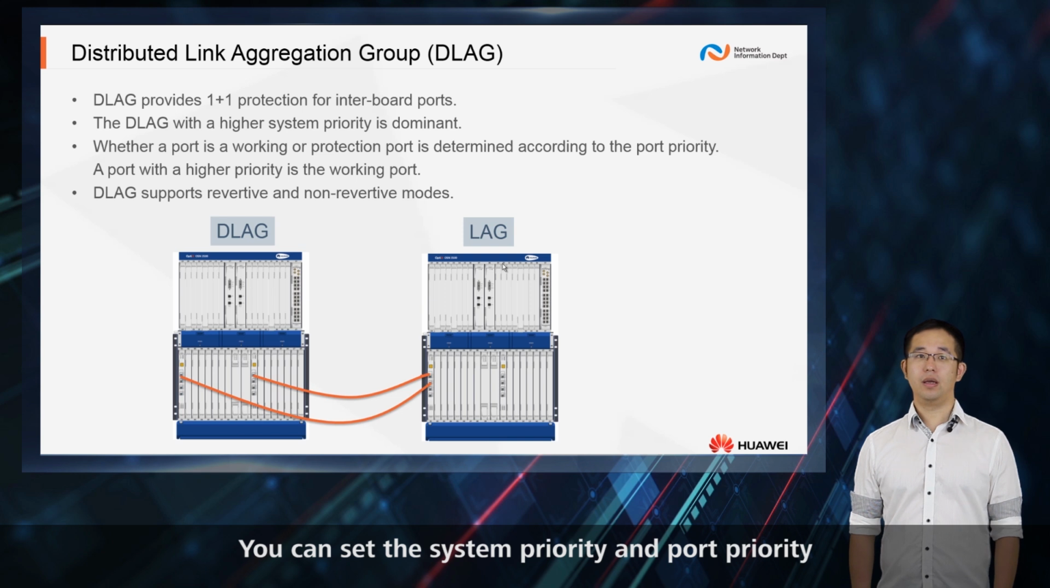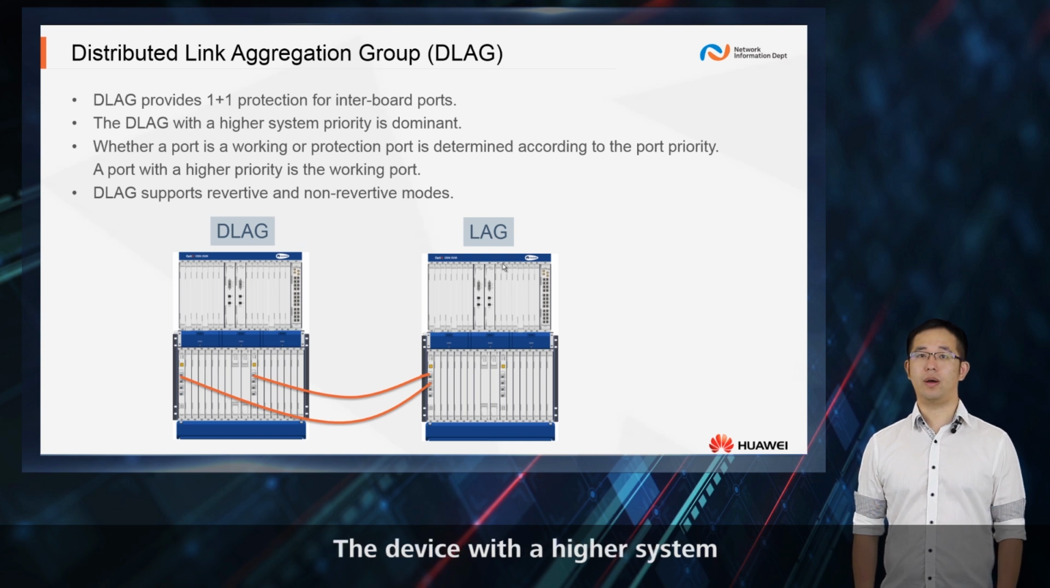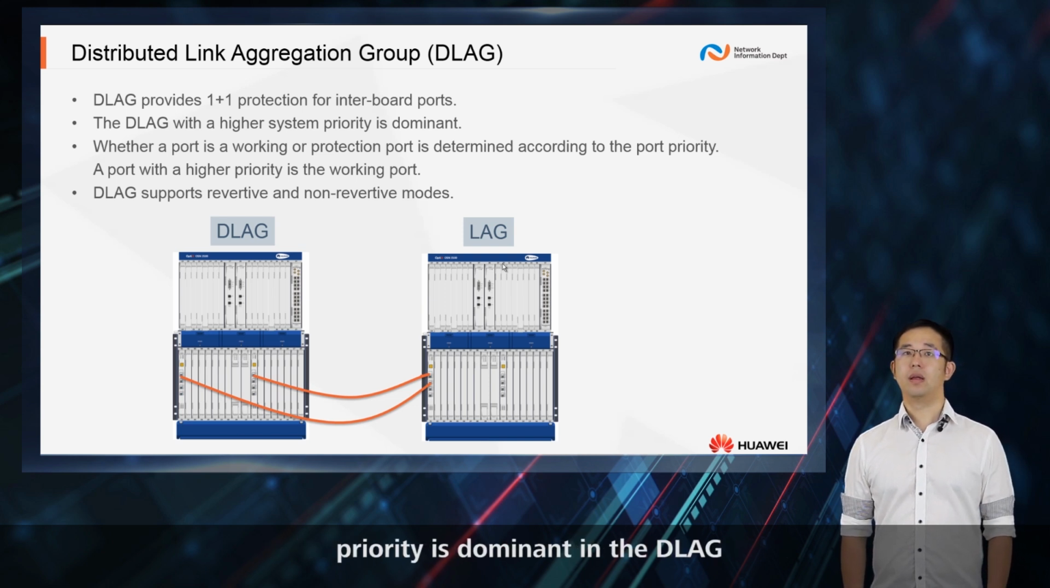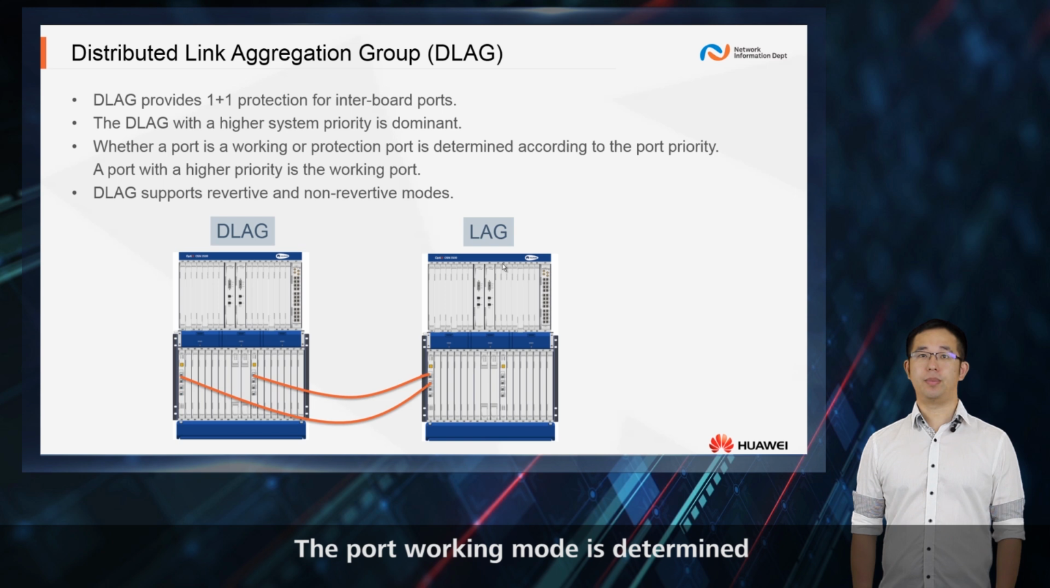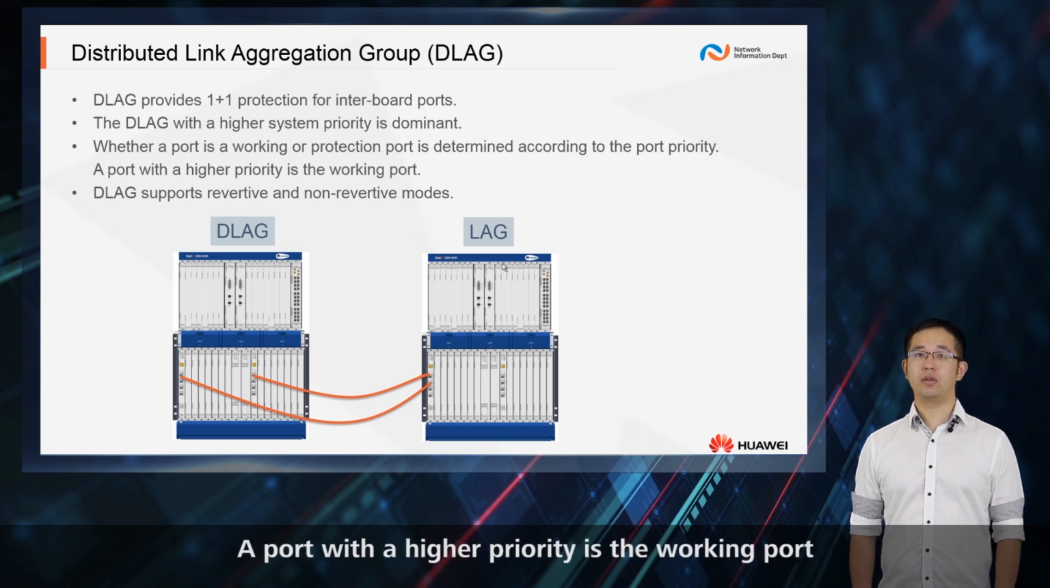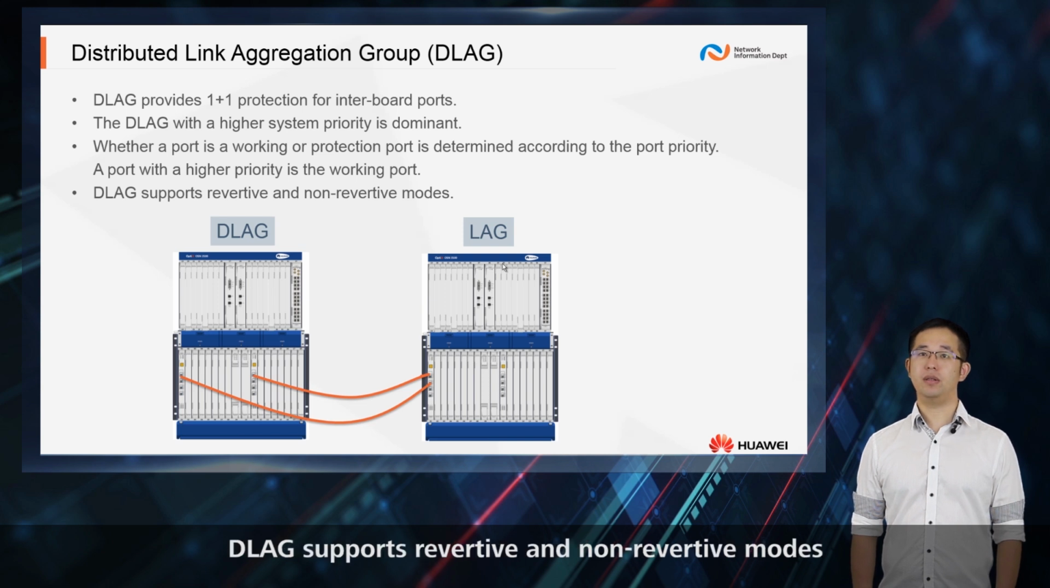You can set the system priority and port priority to determine the working status of the DLAG. The device with a higher system priority is dominant in the DLAG, such as LACP negotiation and port mode setting. The port working mode is determined according to the port priority. A port with a higher priority is the working port. DLAG supports revertive and non-revertive modes.